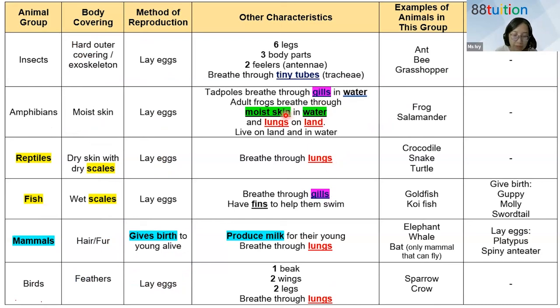Color coded. What it means is that all the red ones are all the lungs. So the adult frogs have lungs. Snakes and reptiles also have lungs, like snakes and crocodiles. Then the mammals, including all of us human beings, we have lungs. Birds also have lungs. All right, so other than lungs, the special ones, of course, fish doesn't have lungs. Fish only has gills for breathing.